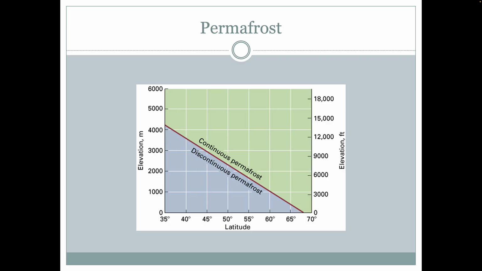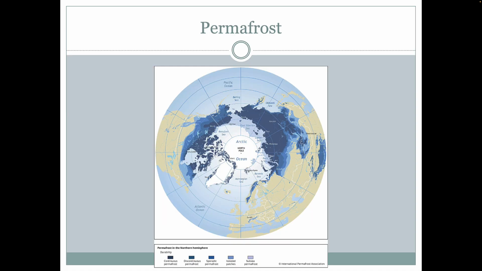Permafrost can be either continuous, where everything stays frozen all year round, or discontinuous, where it thaws for a short time during the summer. And as we can see, the further we move north, the more likely we are to have continuous permafrost, as shown by this latitude here. And also the higher our elevation, the more likely we are to have permafrost. Let's see what this looks like on a map.